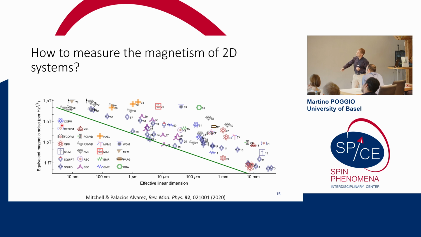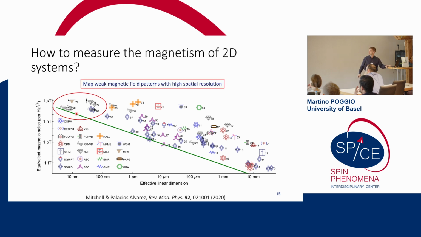So this graph shows equivalent magnetic noise, so this is something proportional to the sensitivity. So the lower down on this axis you are, the more sensitive you are to small magnetic fields. And here, this is effective linear dimension, so the lower down you are on this axis, the higher spatial resolution you have. And if you go up to this corner and look at what kind of techniques we have, the techniques that are here are magnetic force microscopy, scanning nitrogen vacancy center microscopy, and scanning SQUID microscopy.